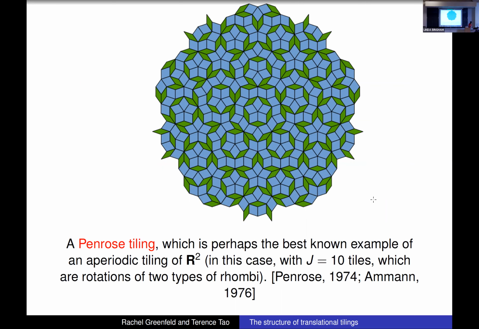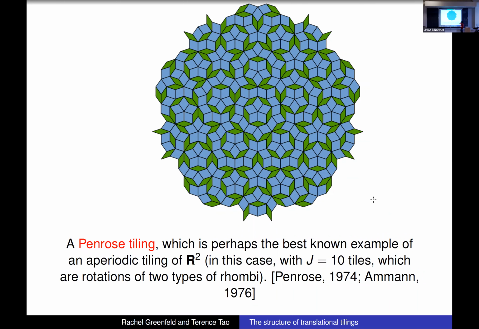Here is a famous example of an aperiodic tiling in R2. This is called a Penrose tiling. The tiles are two different rhombi, each in 5 different rotations. So up to translations, there are 10 different rhombi here, 10 specific rhombi with certain angles. They involve the golden ratio and so forth.